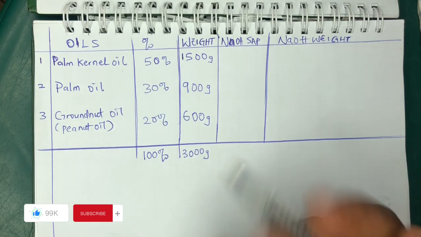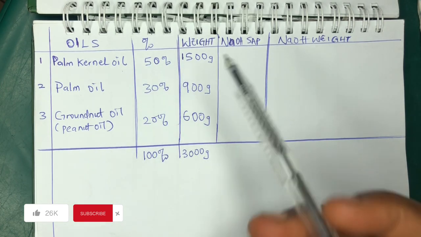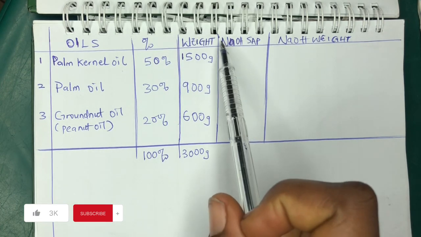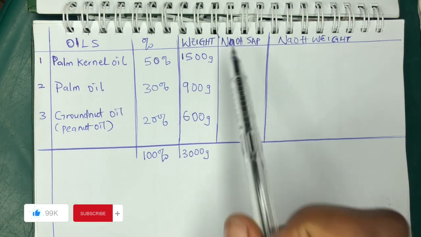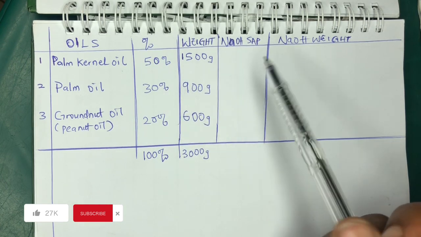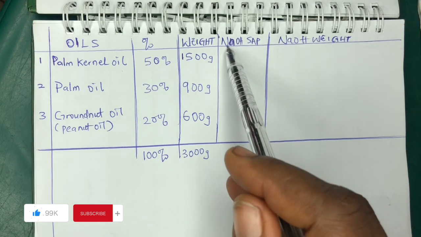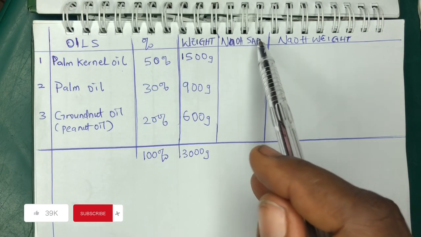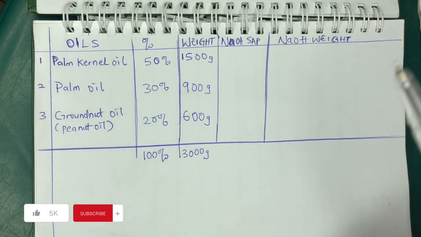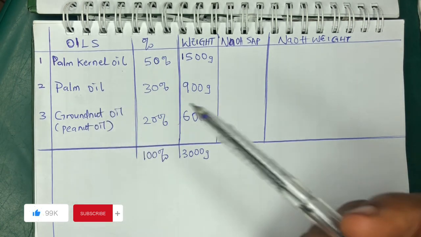So you now go to your SAP table and check for the values under the sodium hydroxide. Sodium hydroxide is the same thing as caustic soda. Please, this is the chemical name, sodium hydroxide. You check the value for the sodium hydroxide saponification coefficient for these particular three oils.